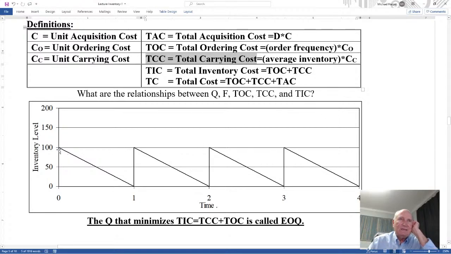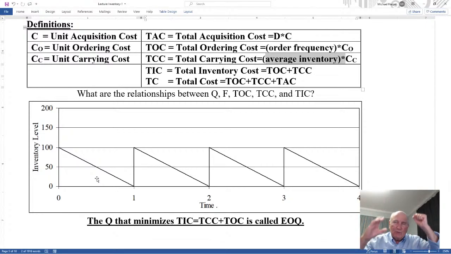Now, suppose I double my lot size to 200. That's going to last twice as long. My order frequency drops from 4 down to 2, so my ordering cost decreases. But since I'm ordering 200, my average inventory jumps from 50 to 100, so my carrying cost increases. So one goes up and one goes down. Conversely, if I decrease this from 100 to 50, my carrying cost goes down and my ordering cost goes up. Notice the inverse relationship between the ordering cost and carrying cost when I change my lot size Q.